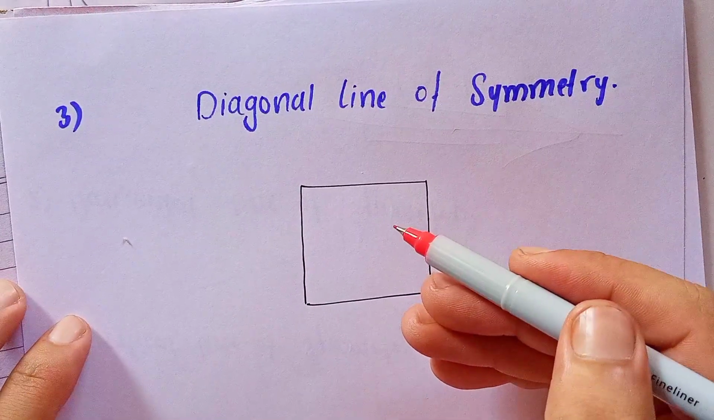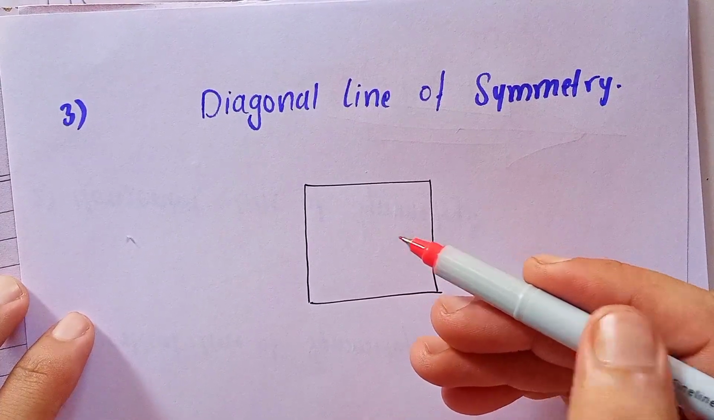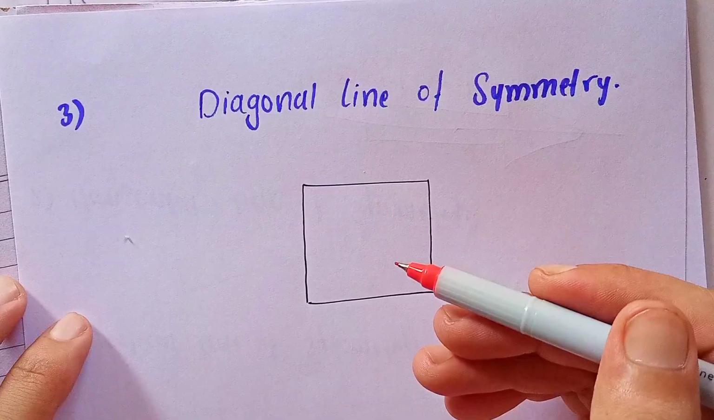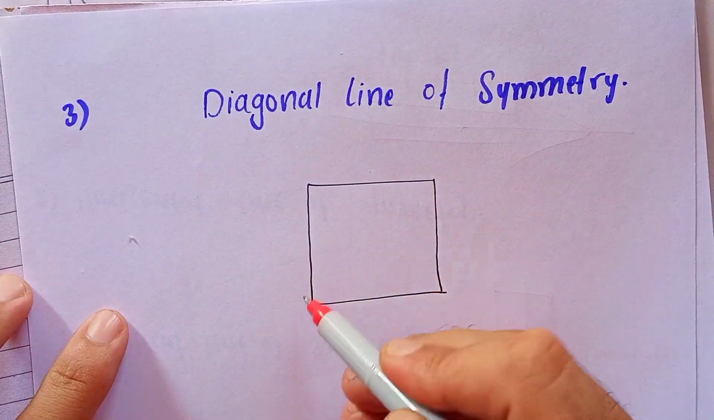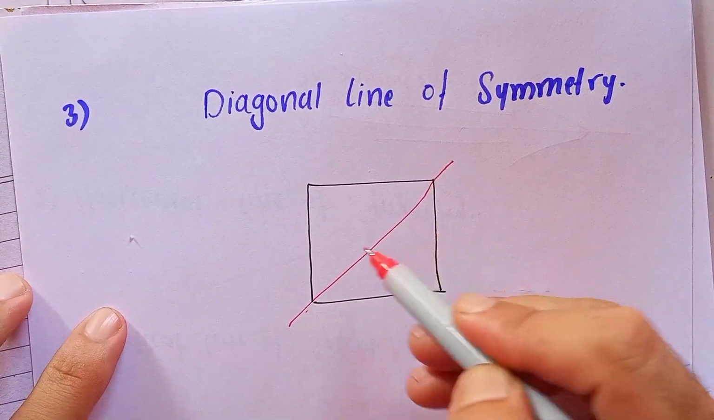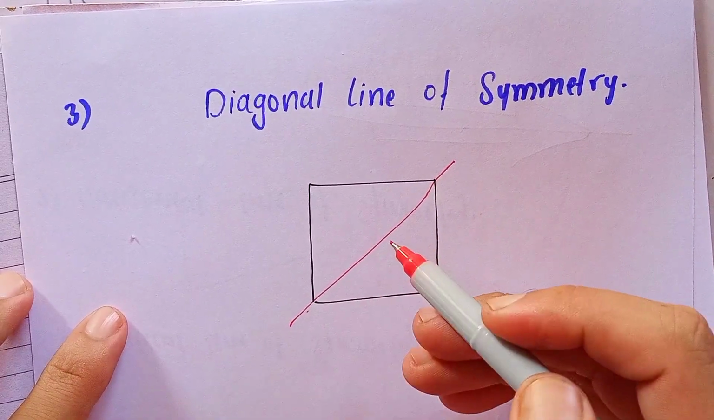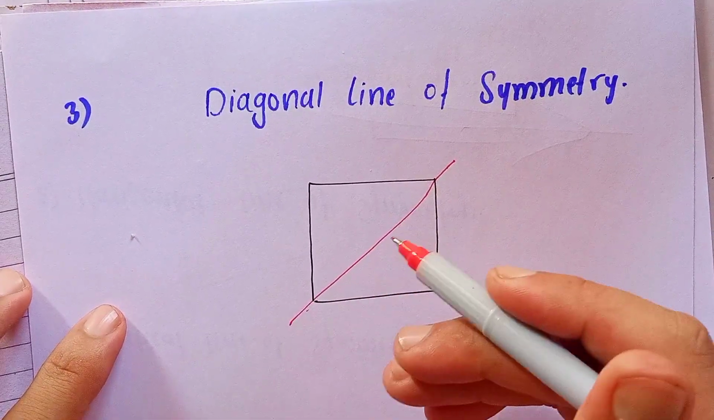The third one is the diagonal line of symmetry. A diagonal line of symmetry divides a shape into identical halves when split across the diagonal corners. For example, if I draw a line from one corner to another, it will divide the shape into two equal halves. This is called the diagonal line of symmetry. So this divides the object across the diagonal.